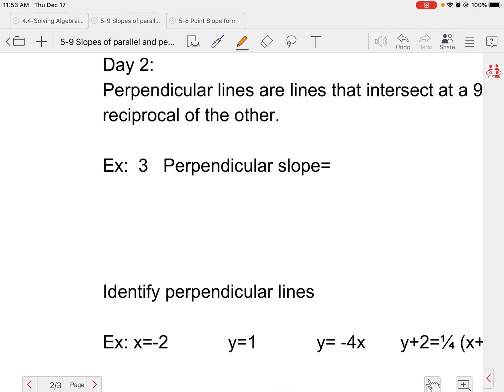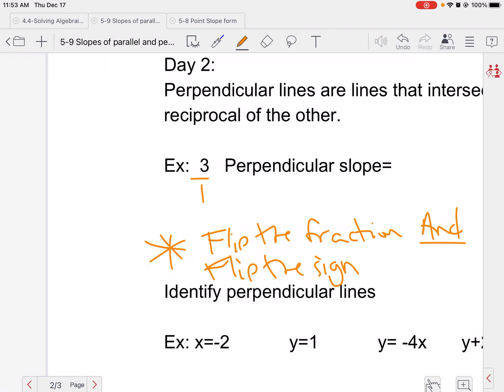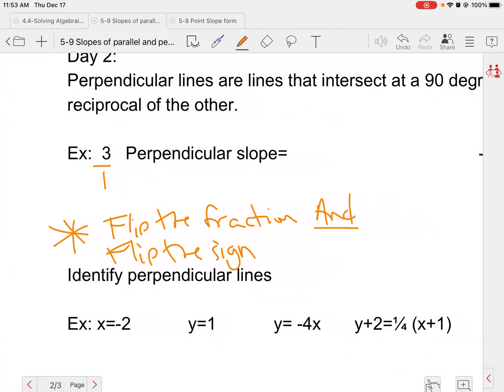So if I have a slope of 3, that's really 3 over 1. So the perpendicular slope is you flip the fraction and flip the sign. You might want to have that written down somewhere. So I'm going to flip my fraction, so this becomes 1/3, and since it's positive, it becomes negative. So perpendicular slopes: you flip the fraction, flip the sign.